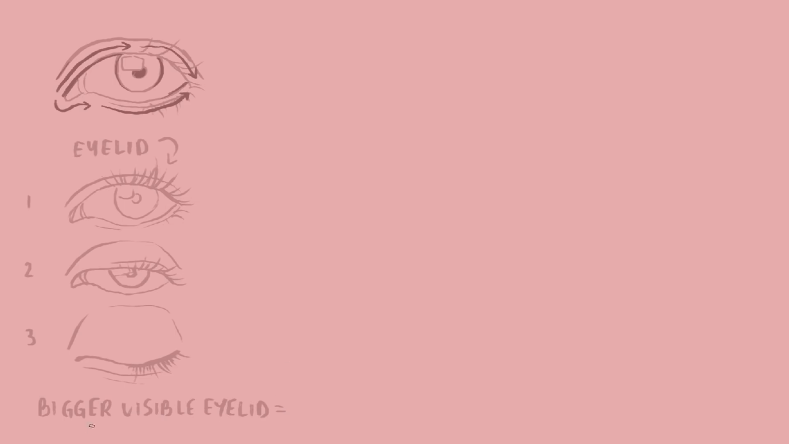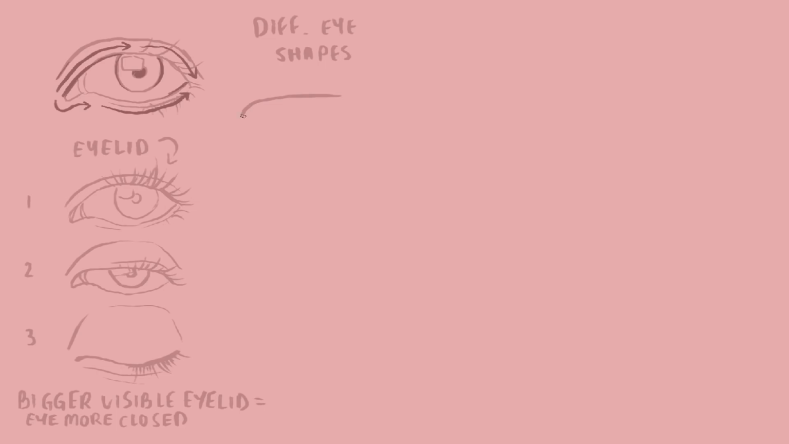And then you've got the eye fully closed. So for reference, when the eye is closed, you basically just draw the bottom line and that's it. The bigger the visible eyelid is, the more closed the eye is, if that makes any sense. So if the eye is more open, the top eyelid will show less because it's creased. Yeah, I hope that made sense.